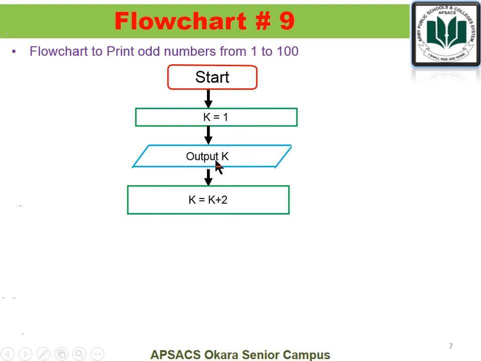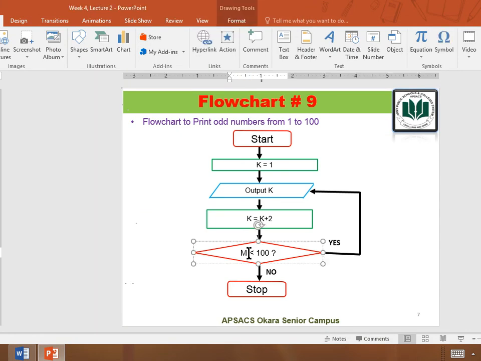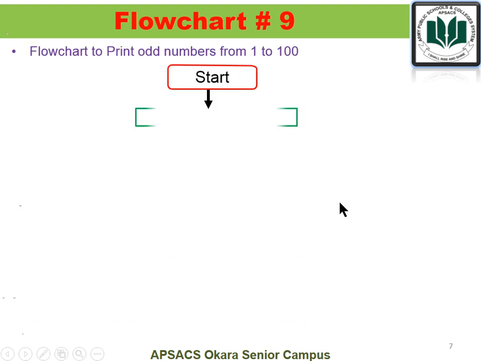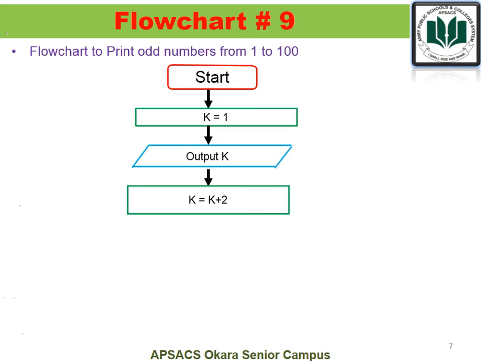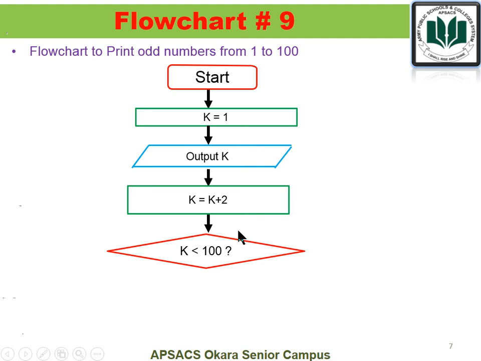becomes 5, and 5 will be output, and we will compare the value of k. Here I have incorrectly written m, so I will correct it to k. So k less than 100, yes. 3 is less than 100, so we will output 3. Again the value of k will be increased by 2.